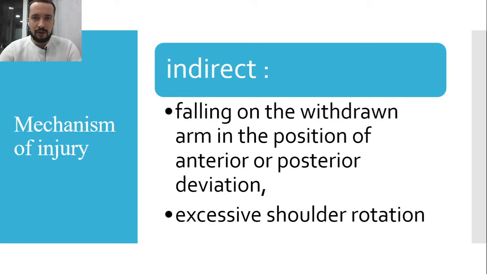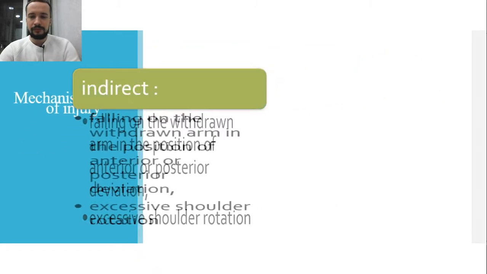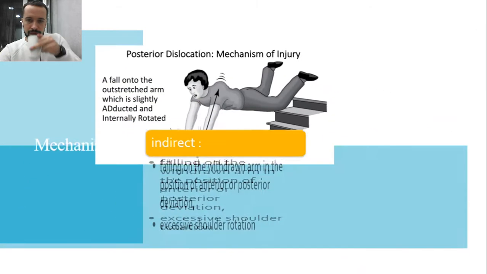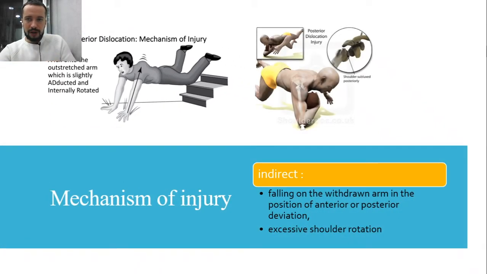Mechanism of injury: as you remember for all dislocations, it is indirect, yeah? And the mechanism is a fall on the withdrawn arm in the position of anterior or posterior deviation, or excessive rotation of the shoulder in the same position. And there you can see the patient at the time of the fall. And there too.